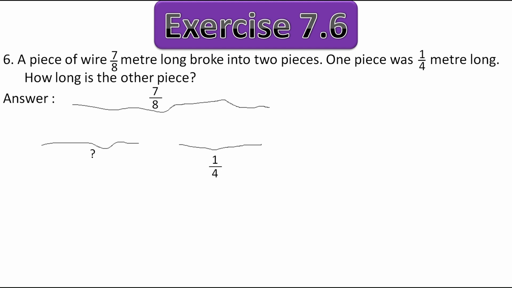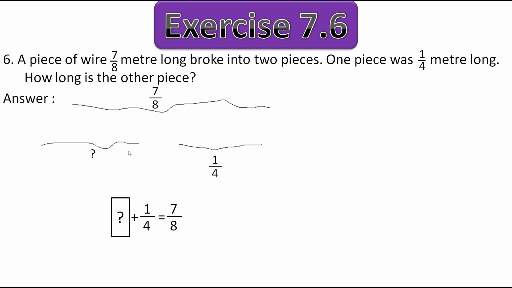So for that, this question works this way. See here, we have to find the length of this wire. When we add the length of this wire and this wire, we will get this wire which has the length 7 upon 8.